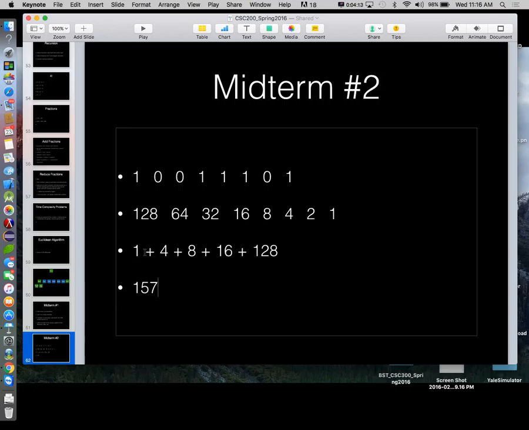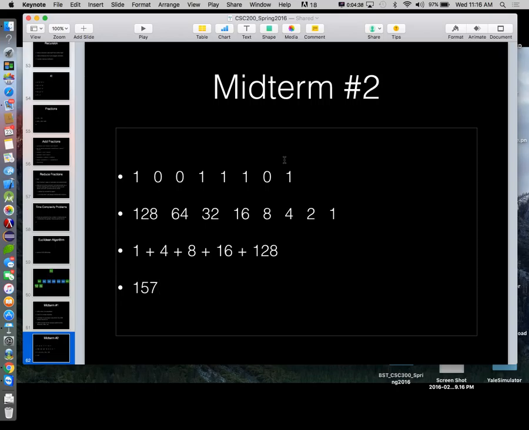All right, so technically, if you were to go through this, it's 128 times 1 plus 64 times 0 plus 32 times 0 plus 16 times 1 plus 8 times 1 plus 4 times 1 plus 2 times 0 plus 1 times 1. So where all the zeros are in there, we can kind of skip those. All right, questions on that one?